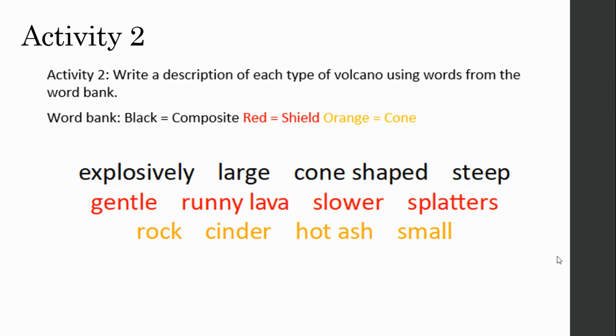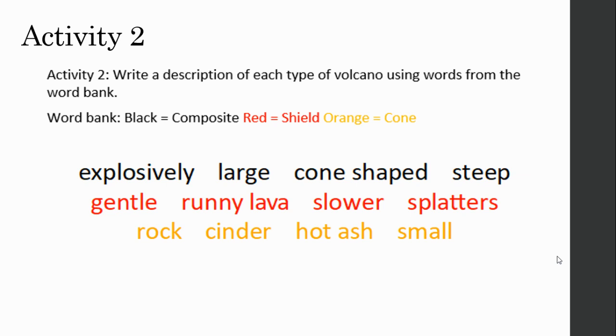So your second activity today, either on the worksheet or you can just do this in your book, is to write a description of each type of volcano using words from the word bank. So by each type, I mean composite, shield, and cone. I know it's a bit confusing, so we're looking at lots of different ways we can describe volcanoes today, but put active, dormant, and extinct aside for one second, because that's how we categorize them. But now we're just looking at our types of volcanoes, so composite, shield, and cone. So you just need to write a description about each of them.